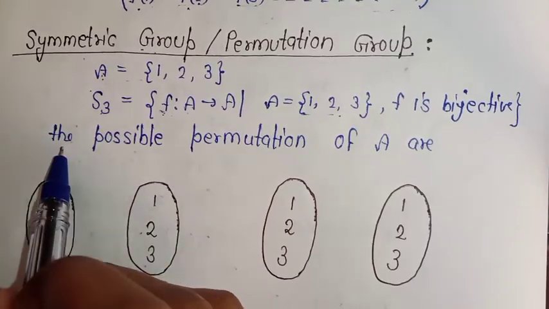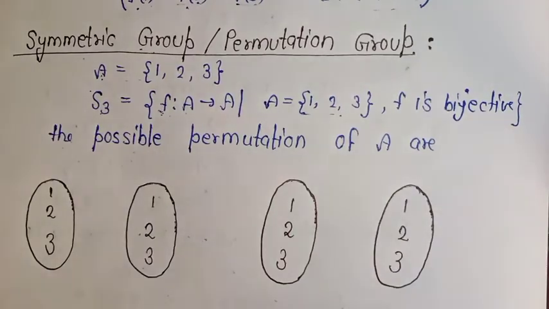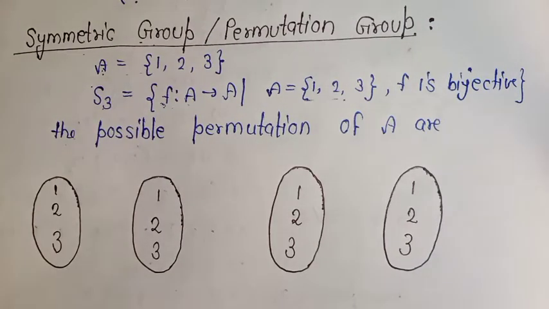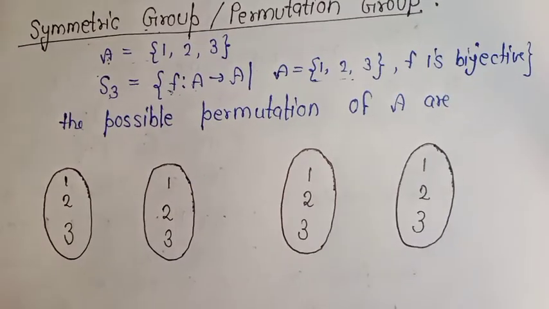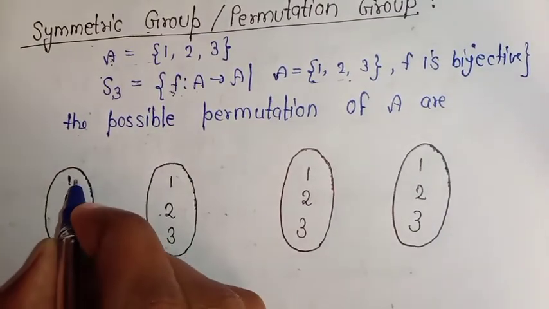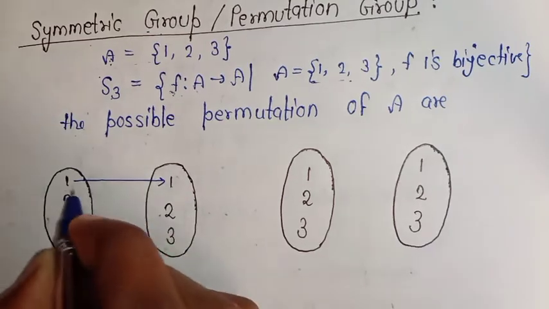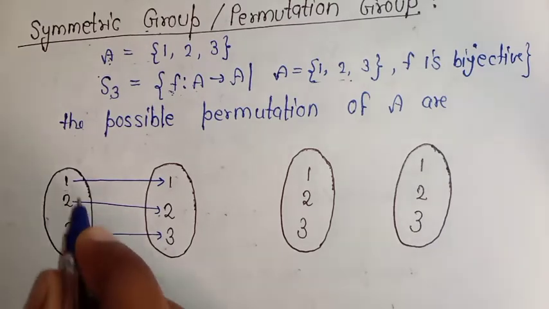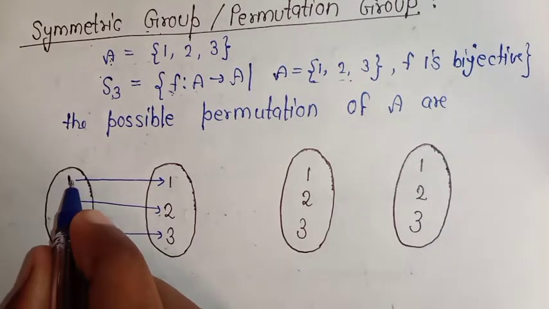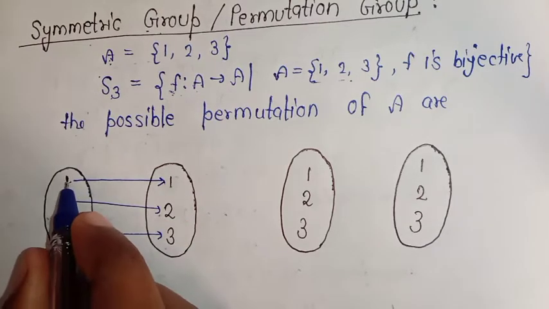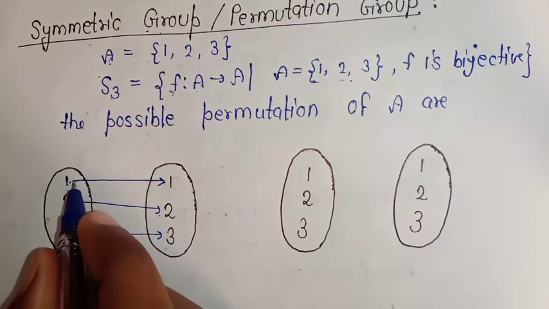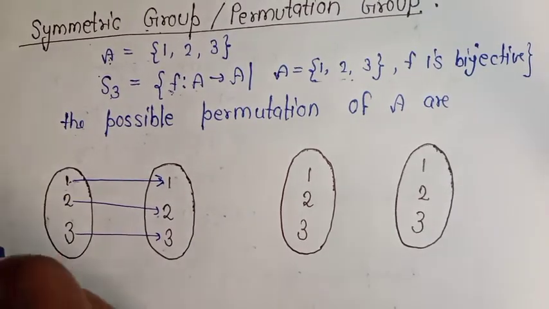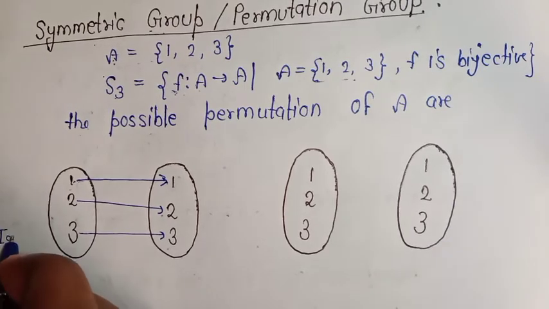In order to see the properties, firstly we write the possible permutations of A. As I told you, this function is bijective, that is, it is 1-1 and onto both. In that case, if we write the possible permutations for A, the first case is 1 is mapped onto 1, 2 is mapped onto 2 and 3 is mapped onto 3. This is the first possibility, and when each element is mapped onto itself, that is self-mapping. Such a notation is called the identity in this case.